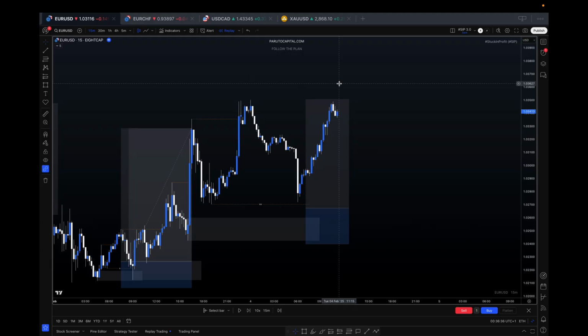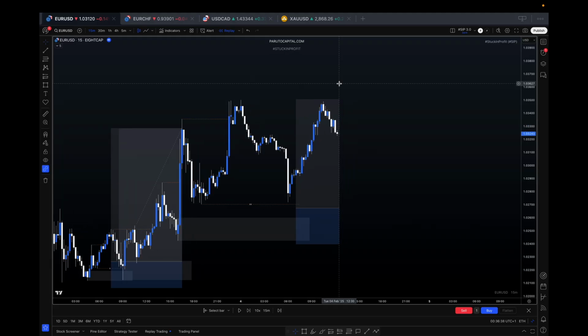Okay, price left without really giving us anything. So price did not come to our entry. But what model is this? Let me see if you get it. Model B, right? Break of structure, another break of structure, inducement, price comes, fails to clear that inducement to give us an entry, but that is simply a typical model B.